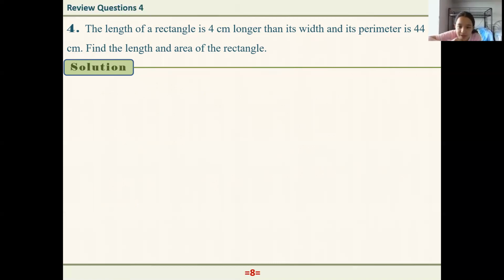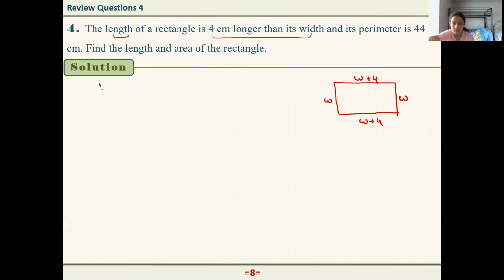Okay. So what is the question here? The length of a rectangle is 4 centimeters longer than its width. In this kind of question, the first thing is, Shahina, we need to draw, right? Since we are talking about a rectangle, it says that the length is 4 centimeters longer than its width. Do we know its width? We don't know. Let's say it is W. Then its length is W plus 4. And its perimeter is 44.